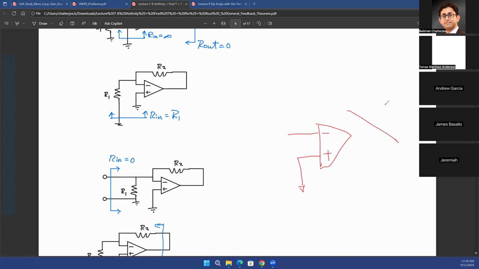This is not virtual ground property. Virtual ground property will only hold true if you are trying to stabilize the voltages in the system through a negative feedback. Until and unless you have the negative feedback, there's no virtual ground.